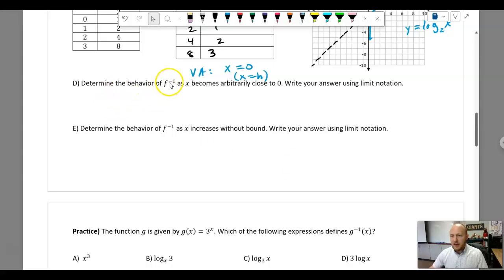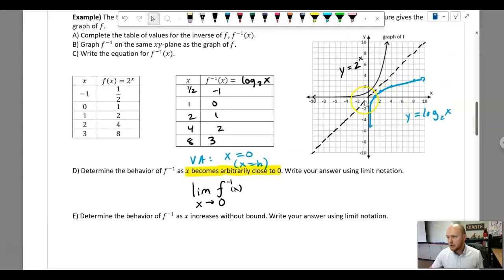Determine the behavior of f inverse as x becomes arbitrarily close to 0. Write your answer using limit notation. So this is going to say, what is the limit? Again, my function here is f inverse of x as x becomes arbitrarily close to 0. And I want to be proper here. Since I'm coming from the right side of 0, I'm going to put a plus on this. And that value is going to negative infinity.